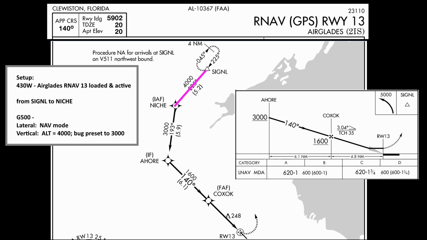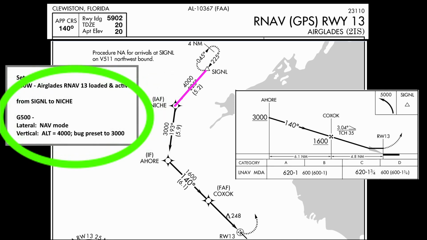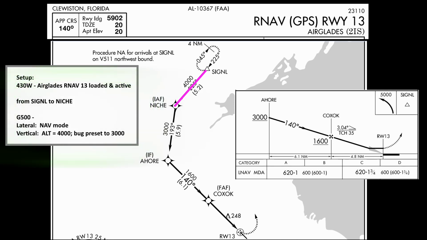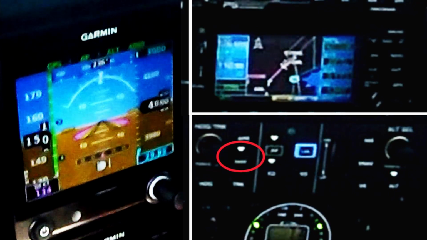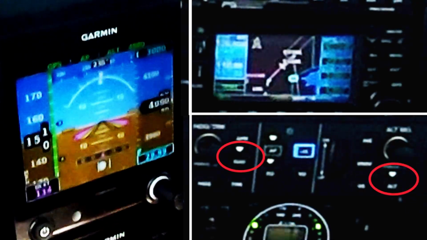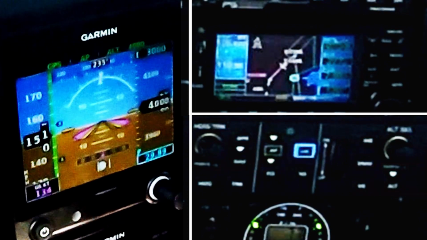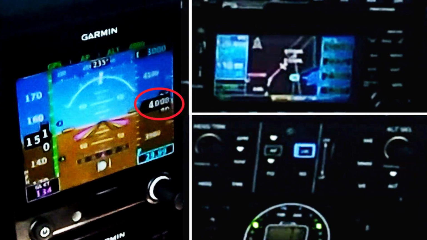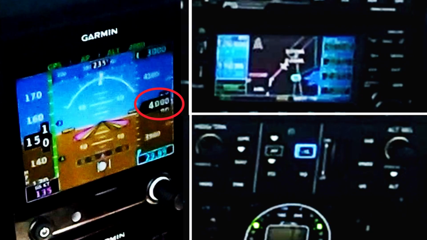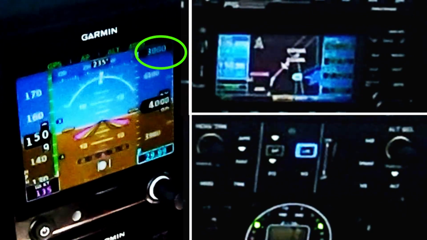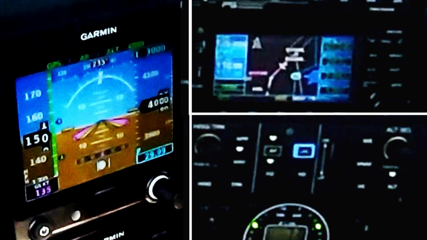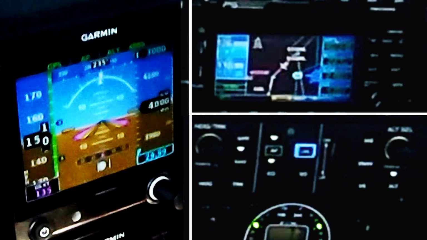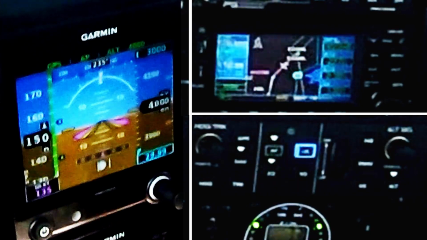You can see I am in the leg SIGNL to NISH, holding at 4,000 feet. I'm in nav mode, altitude select 4,000, but with the 3,000 bug set for the descent on the next leg. Fast forwarding, we come down to the corner.